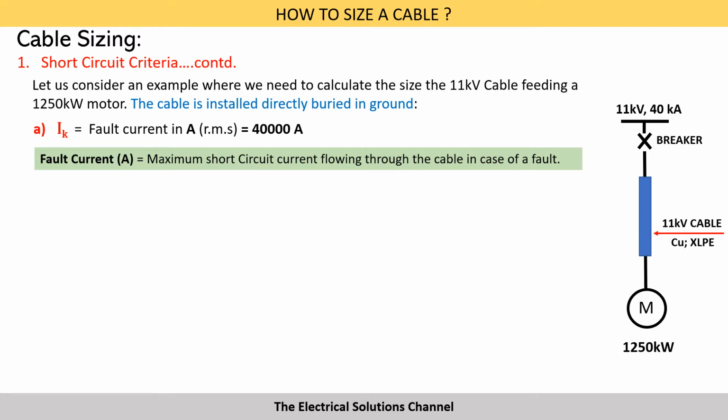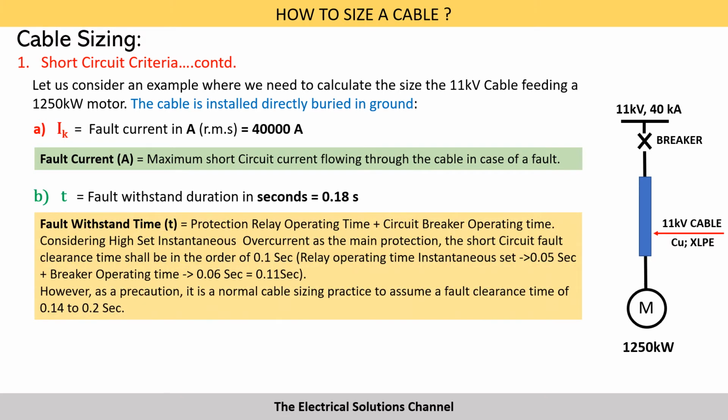Then we have T, the fault withstand duration in seconds, which is equal to 0.18 seconds. Now, how do we arrive at the fault withstand time in this case? Fault withstand time is equal to protection relay operating time plus circuit breaker operating time. Considering high set instantaneous overcurrent as the main protection, the short circuit fault clearance time shall be in the order of 0.1 seconds.